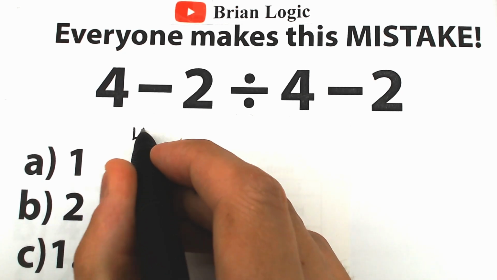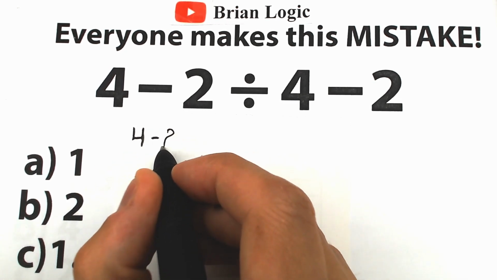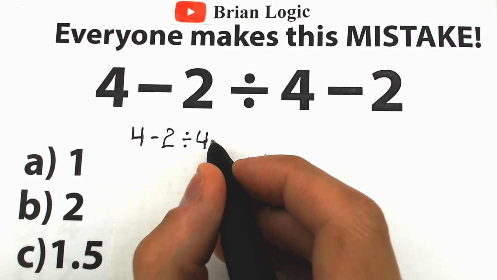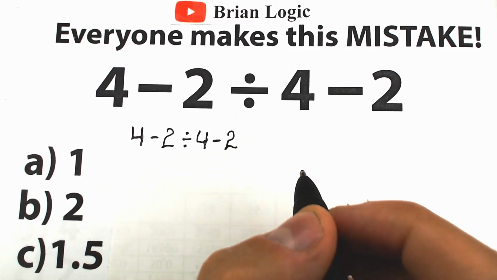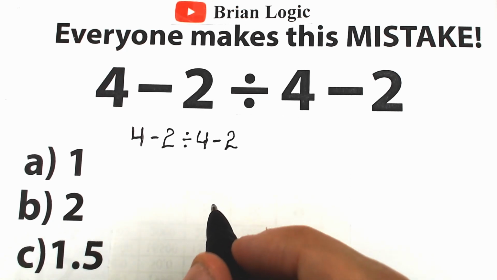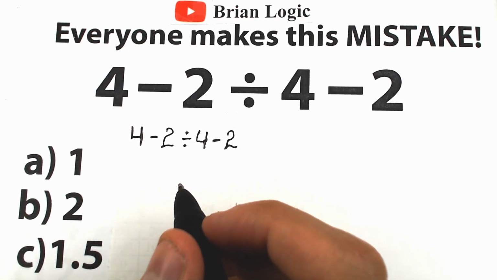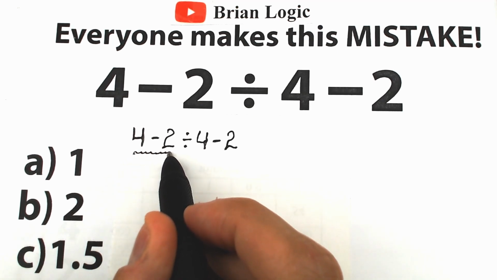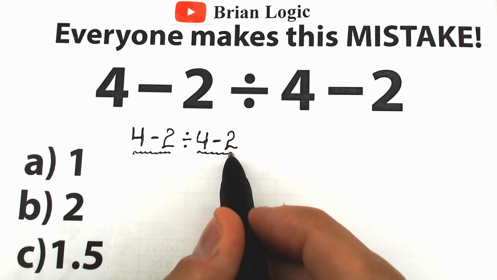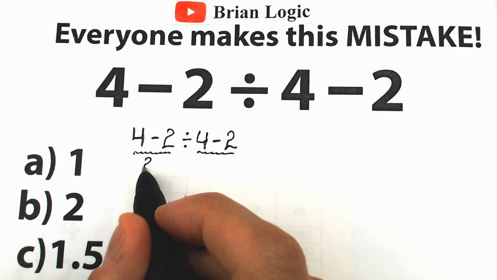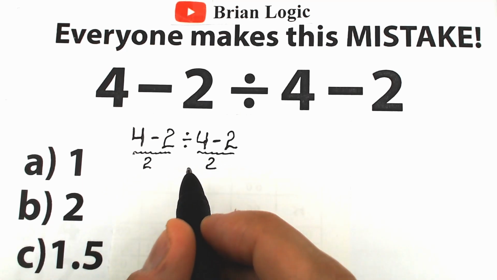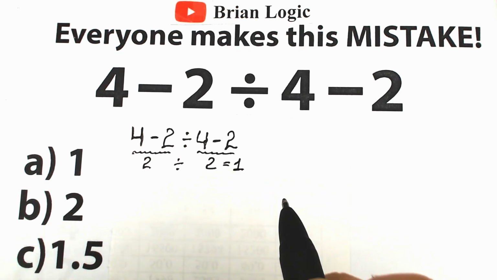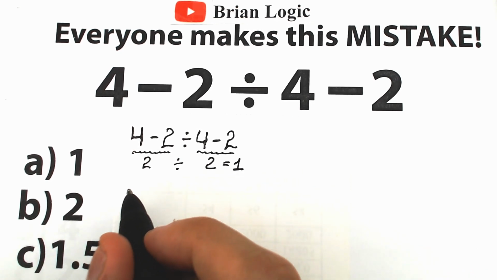We have right here 4 minus 2 divided by 4 minus 2, absolutely the same expression. And why is this challenge very tricky? Because a lot of students prefer to solve it in an easy way. For example, they see this 4 minus 2 on the left side and this 4 minus 2 on the right side, and they say, okay, here we have 2, here we have 2, and with this division in the middle, 2 divided by 2 equals 1. Or another approach, just look at this.